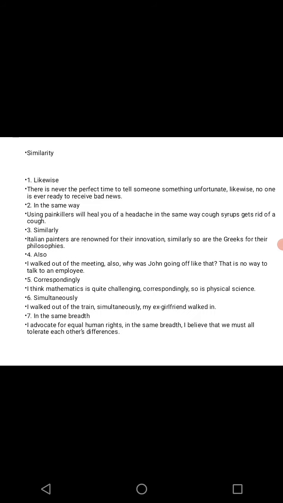So first, similarity. First is likewise. Their example is: there is never the perfect time to tell someone something unfortunate. Likewise, no one is ever ready to receive bad news. Second is in the same way. Their example is: using painkillers will heal you of a headache. In the same way, cough syrup gets rid of a cough. Third is similarly. The example is: Italian painters are renowned for their innovation. Similarly, so are the Greeks for their philosophies.